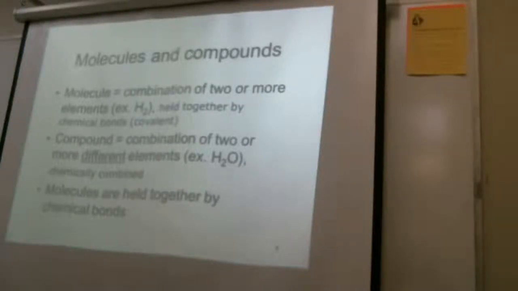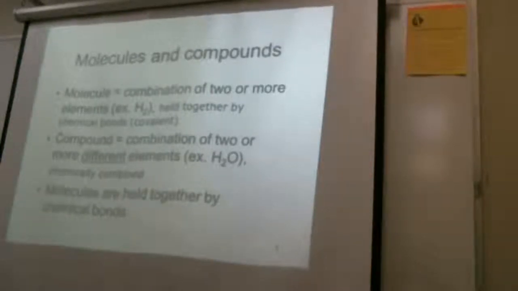So H2O, since it has a covalent bond in between the H's and the O, that would be a molecule and also a compound. But remember, sodium chloride, no covalent bonding, so it only fits into the compound category. Any questions? Sodium chloride, only a compound because it's an ionic bond.